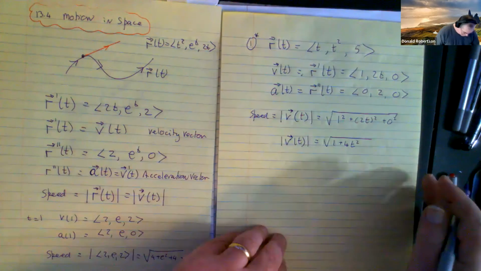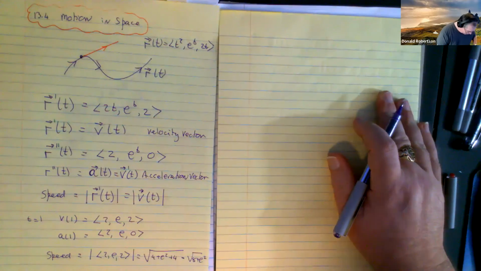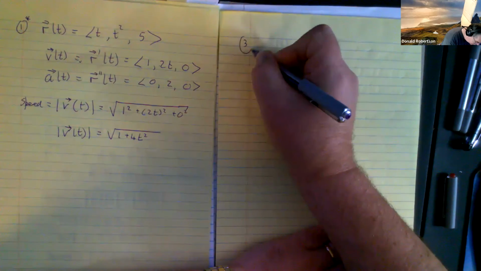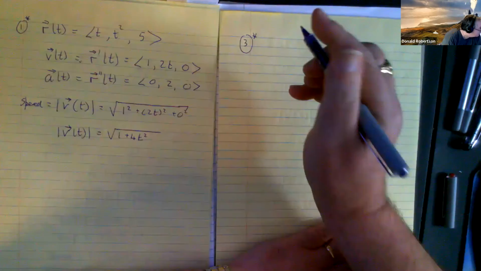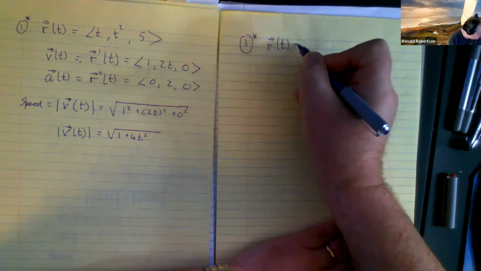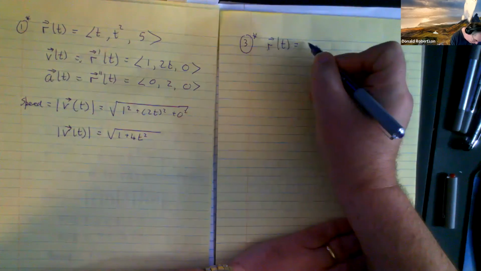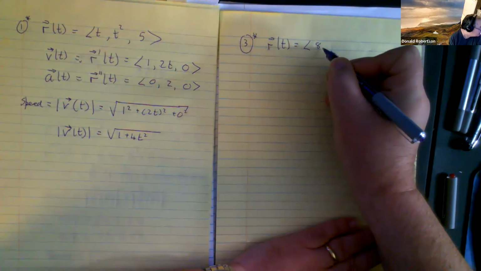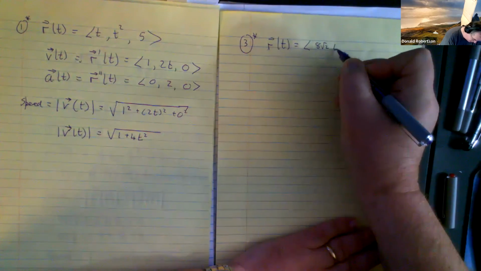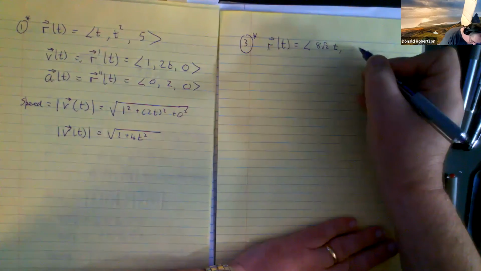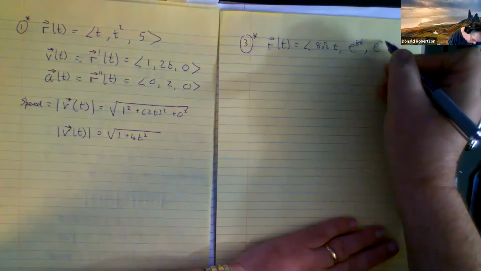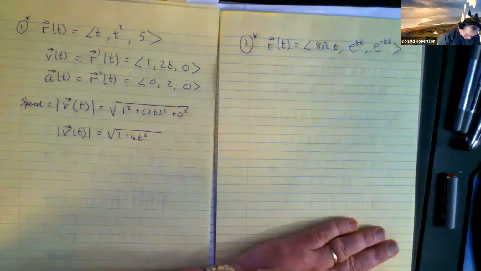This is question 3. I'm picking this one for style points. I'm picking this one because you can simplify the square root. So it's going to be 8 root t, yikes, t, e to the 8t, which is okay, and e to the negative 8t, which is okay.